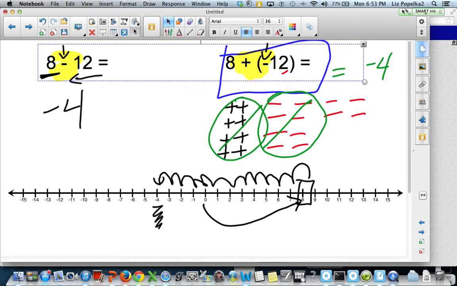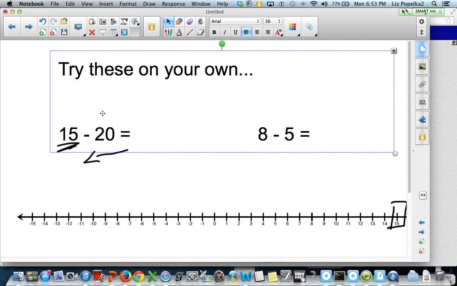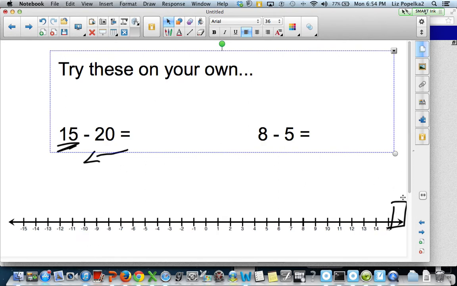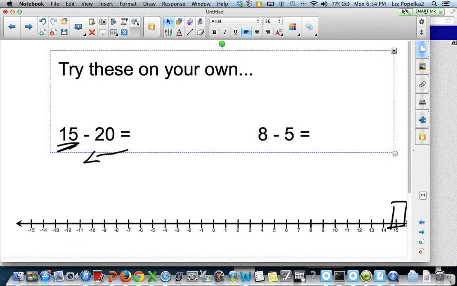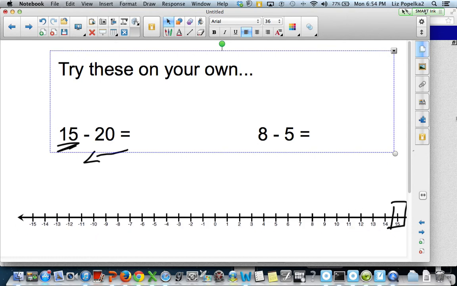Let's get back here. All right, so I went to a positive 15 because it's a minus 20. So I have positive 15, but I'm going to take away 20, which means I'm going to go backwards. So I'm going to count from here. Now I'm going to count while moving to the left.